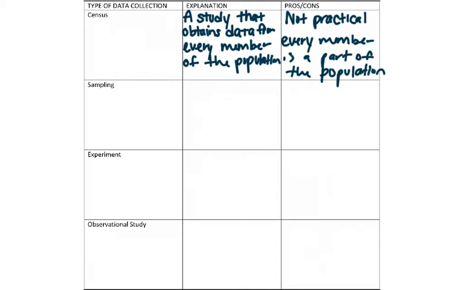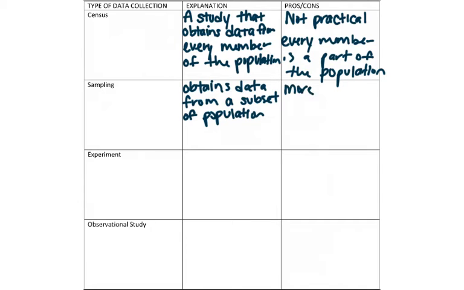The next one is sampling. A sample obtains data from a subset of a population. So it's not trying to get everybody, it's just trying to get a pretty good sample. Here's the pro: it's more feasible than the census, because you're not trying to track down everybody in the world. But you're not taking everybody, so there is room for error. We actually call that a margin of error, and we'll talk about that later.